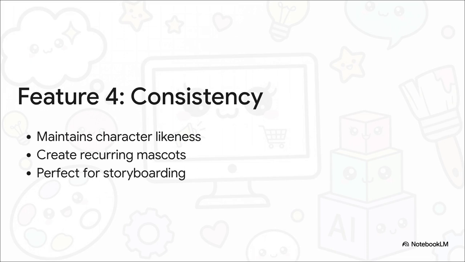And finally, and this is huge for anyone trying to tell a story with their brand, character consistency. You can design a mascot or a virtual influencer, and the AI will keep them looking exactly the same across tons of different images and scenes. This is absolutely essential for building out campaigns or creating storyboards.